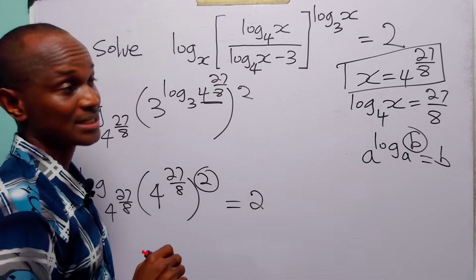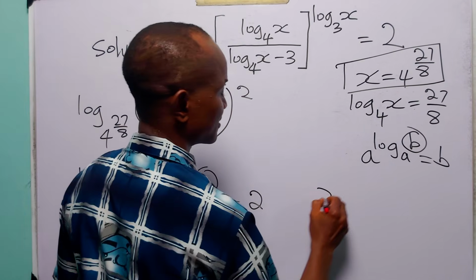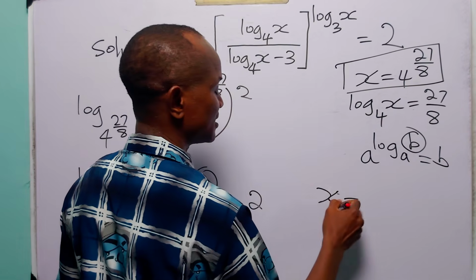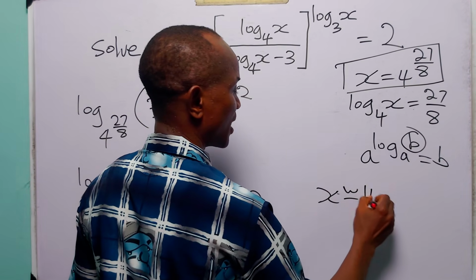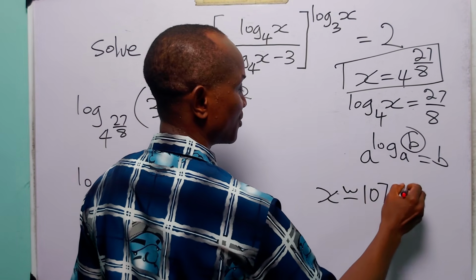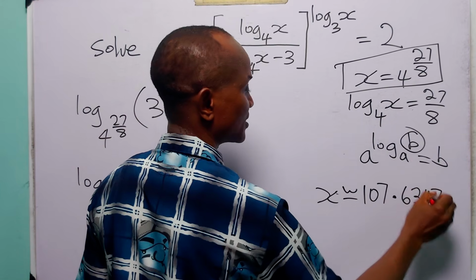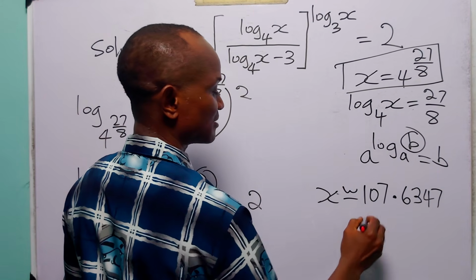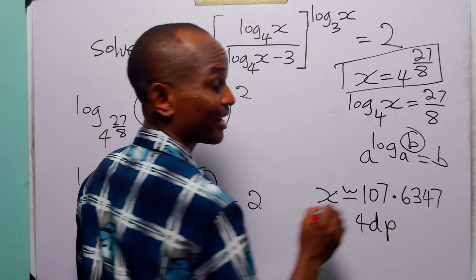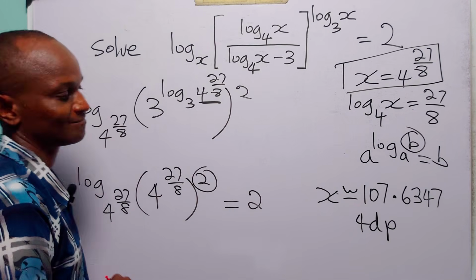And when you evaluate this with a calculator, we have that x is approximately equal to 107.6347, given approximately to 4 decimal places.